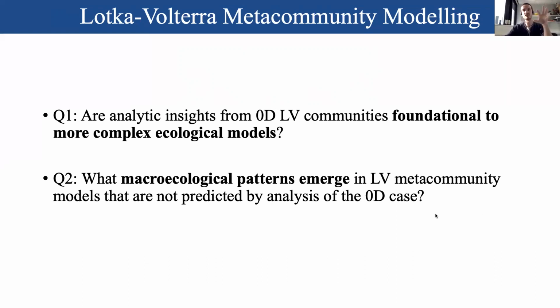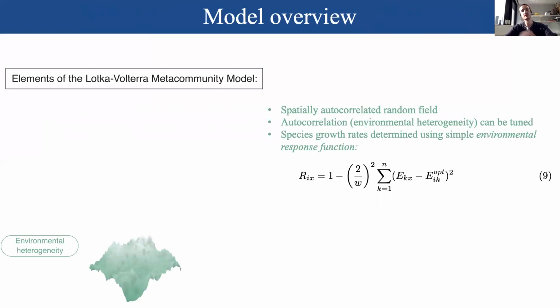But we also want to know what the emergent properties of these metacommunities are that are not predicted by the zero-dimensional analysis, that by definition are not predicted. And in particular, we want to know if those emergent properties coincide with empirical observations. Okay, so the first step to answering these questions is to build such a metacommunity model.